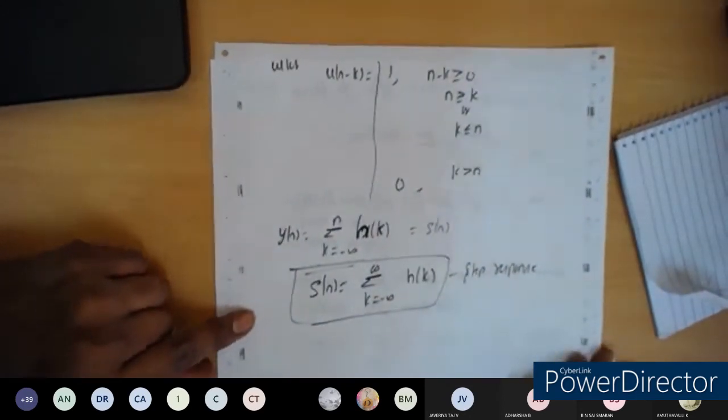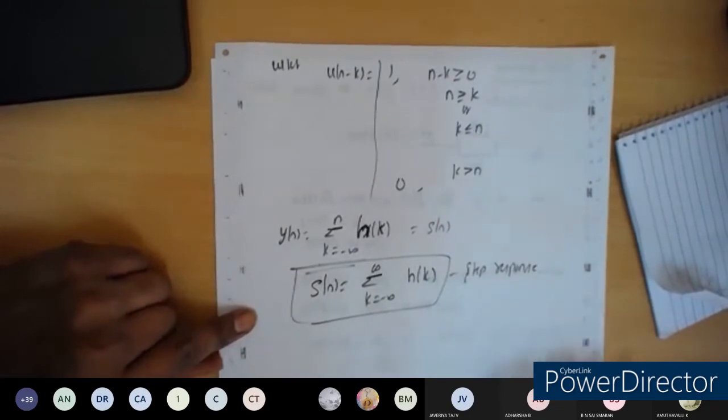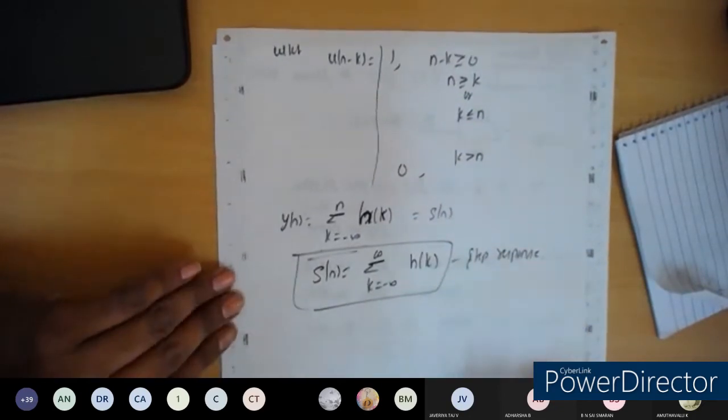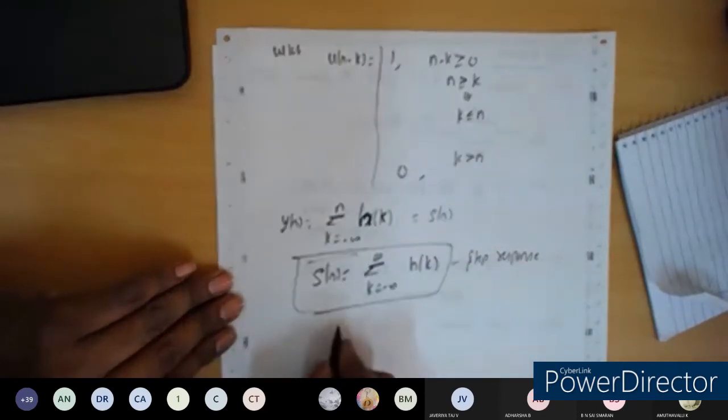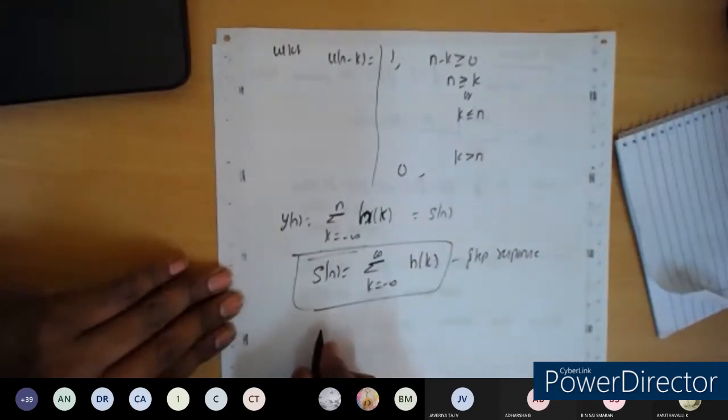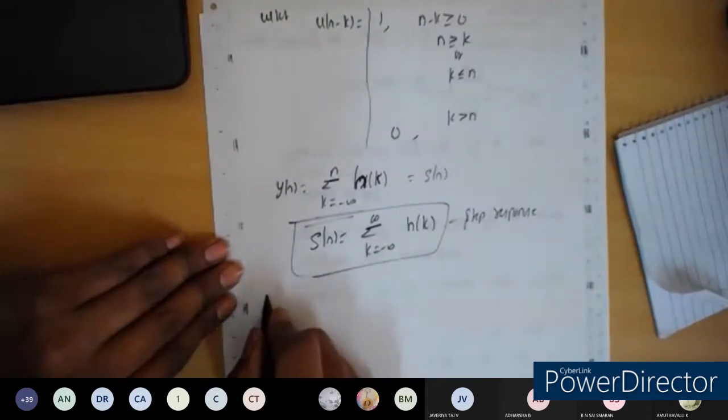Now similarly, for the continuous time signal, let us find the step response. You can take any doubts on finding the step response.